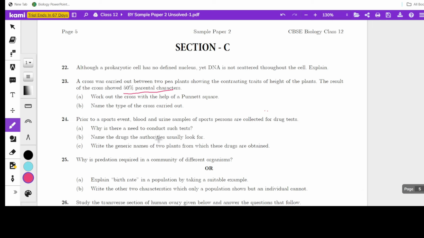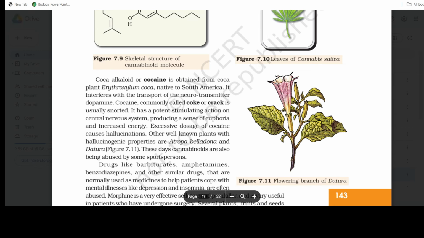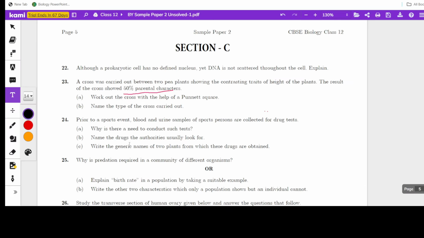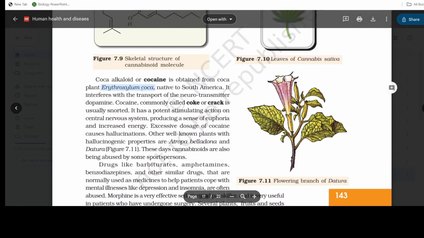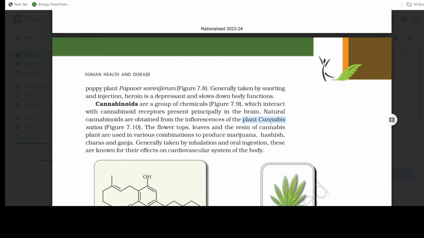Why is there a need to conduct such tests? Such tests are conducted to check if the sports person has used any drugs or not. Name the drugs that the authorities look for. They are looking for cannabinoids. Cannabinoids are also being abused by some sports persons. Also coca alkaloids are used. For the next question, write the generic names of two plants from which these drugs are obtained. You can write Erythroxylum coca and Cannabis sativa.